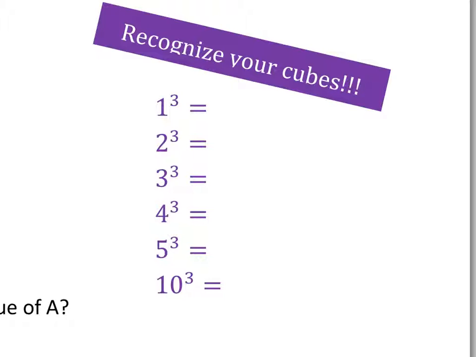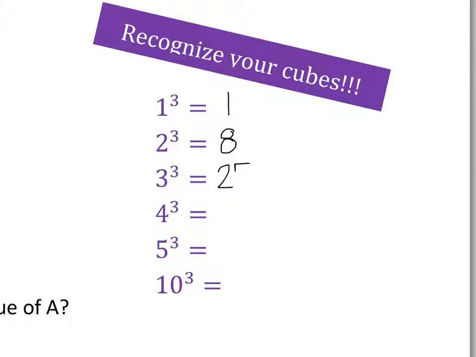What is 1 cubed? It's 1 times 1 times 1. It's just 1. All right, what's 2 cubed? 8. 2 times 2 is 4. Times 2 again is 8. Okay, 3 cubed. 27, good.